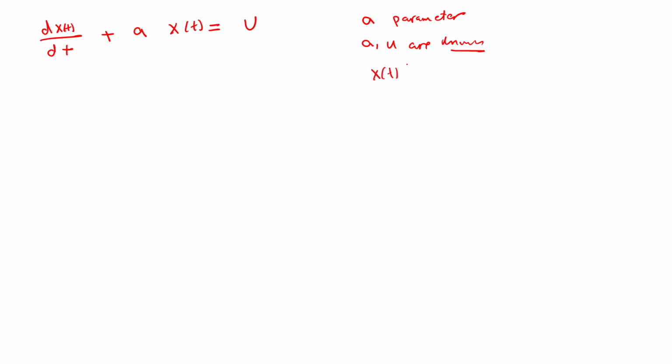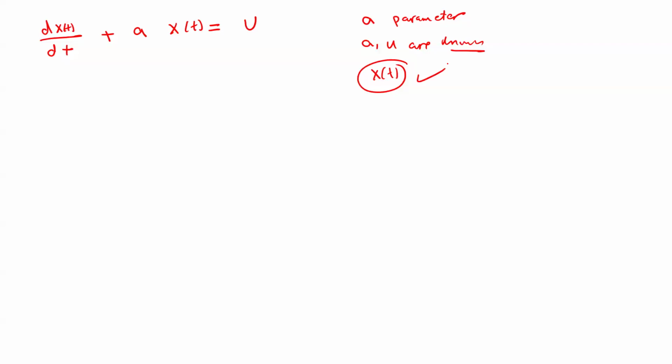So this is the differential equation we want to solve. You have dx(t)/dt plus A x(t) equal to u. So this is the equation. A is a parameter, it's known. A and u are known, given to you. I want to solve this equation to get x of t.